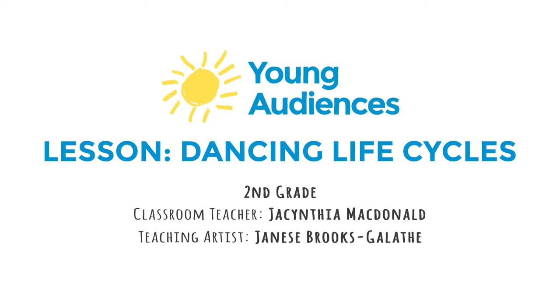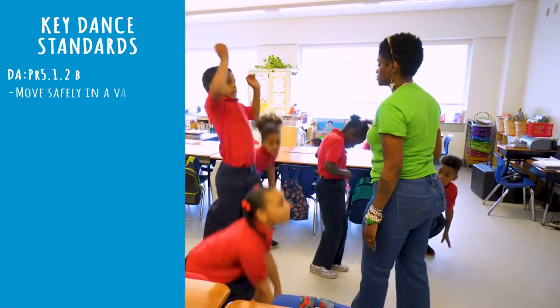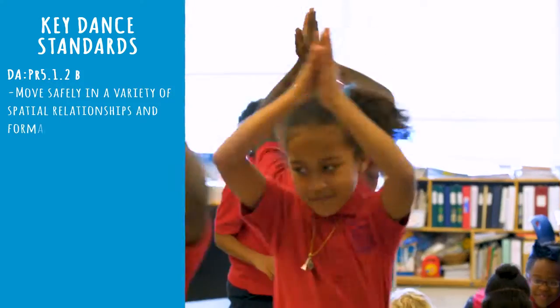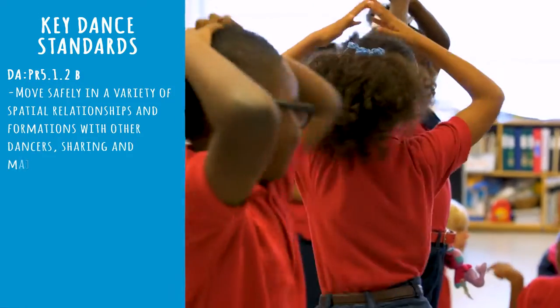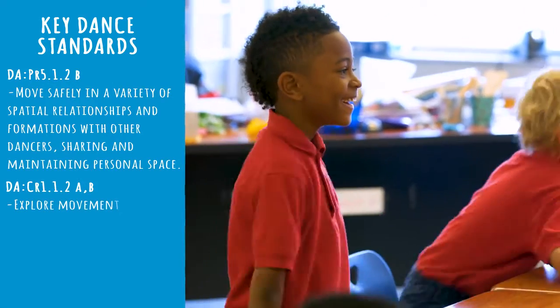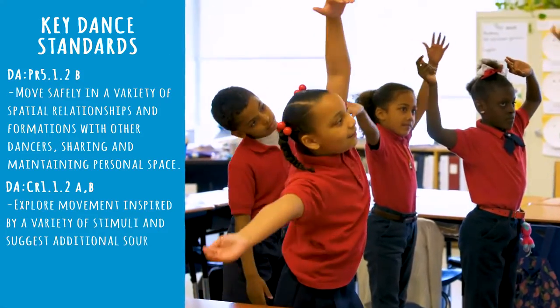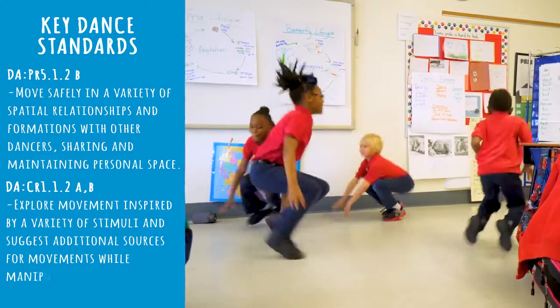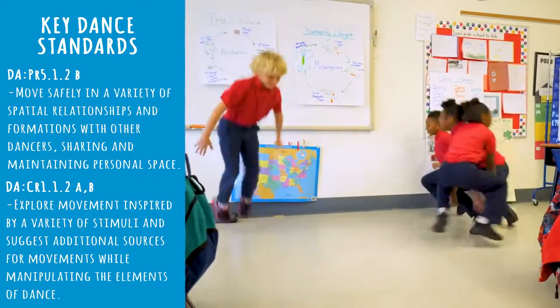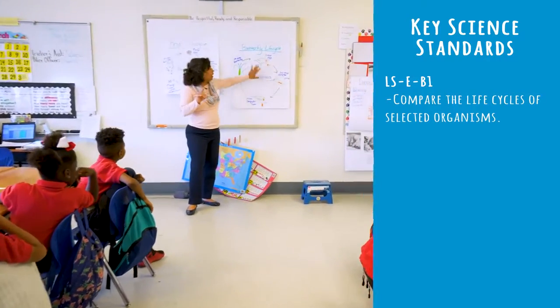Dancing Life Cycles. In this unit, students will perform an original dance based on the life cycle of a butterfly or frog. Students will move safely in a variety of spatial relationships and formations with other dancers, sharing and maintaining personal space. Students will also explore movement, inspired by a variety of stimuli, and suggest additional sources for movement ideas. They'll combine a variety of movements while manipulating the elements of dance. Students will also compare the life cycles of selected organisms.